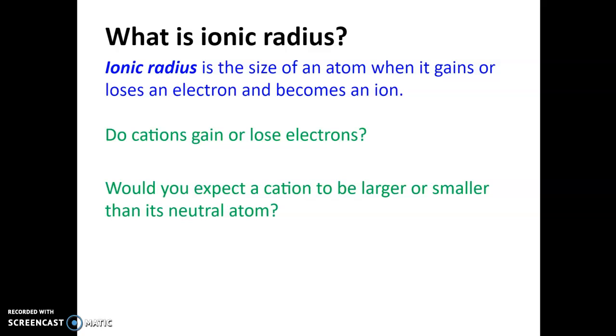Last one that can be kind of useful for us is ionic radius. Ionic radius is the size of an atom when it gains or loses an electron and becomes an ion. I want you to think back to what we know about cations and anions. Do cations gain or lose electrons? And would you expect a cation to be larger or smaller than its neutral atom?